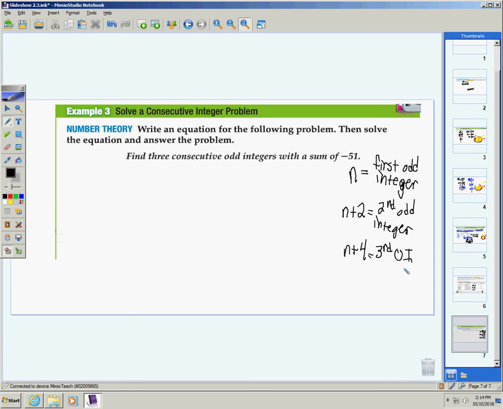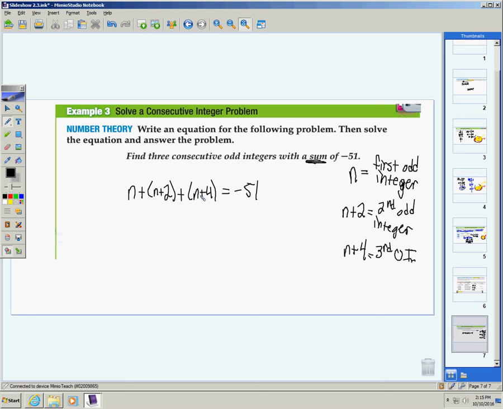Because if I plug any number in for n that is odd, I would get the next 2 odd numbers. If I plugged in 33, I'd get 35 and 37. It's going to be 3 odd numbers right in a row. And I know they have a sum, which means adding them together will give me negative 51. So I know n plus n plus 2 plus n plus 4 is going to be negative 51. 3 consecutive odd integers, their sum, if I add them together, will equal negative 51.